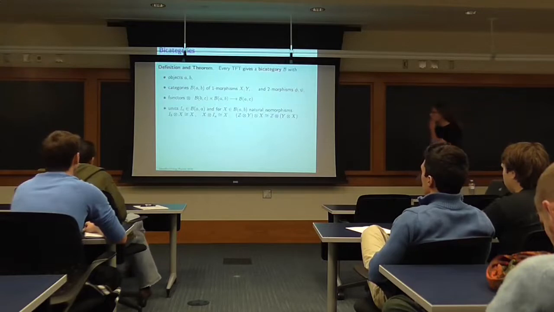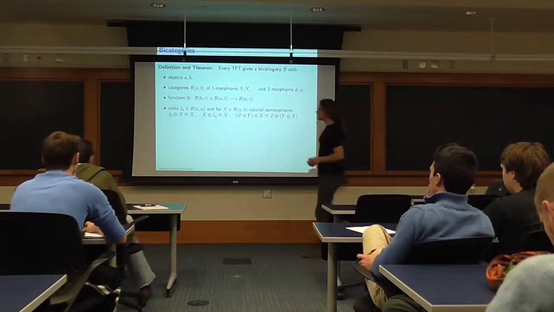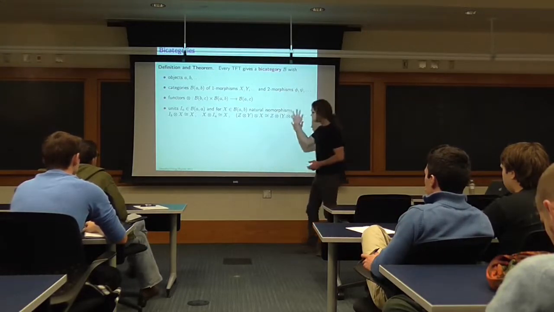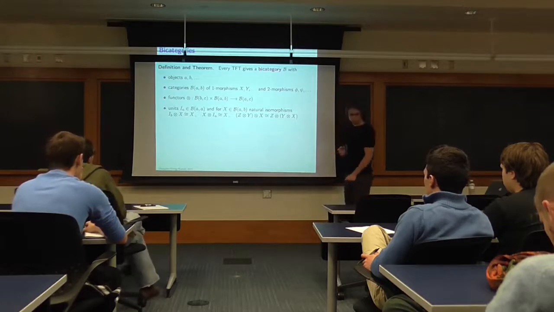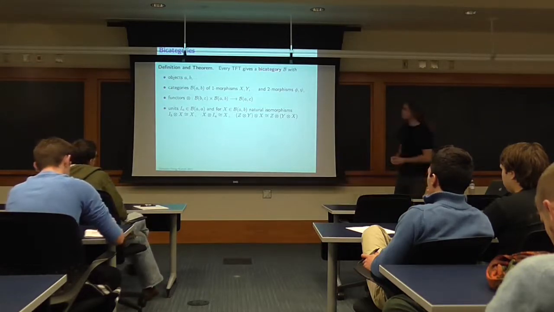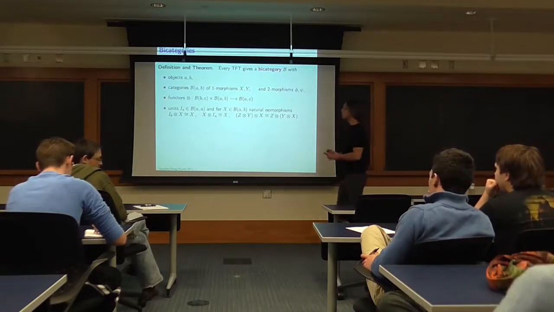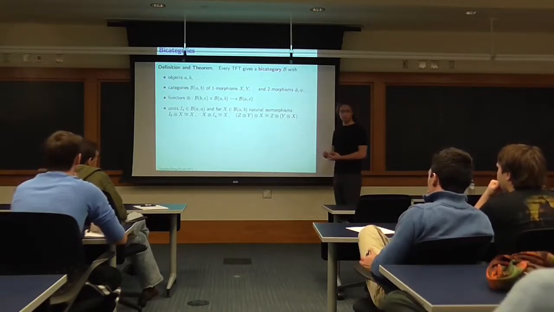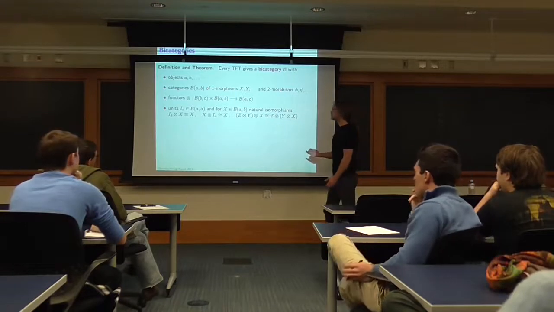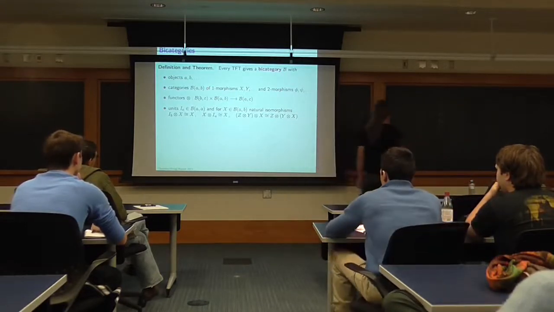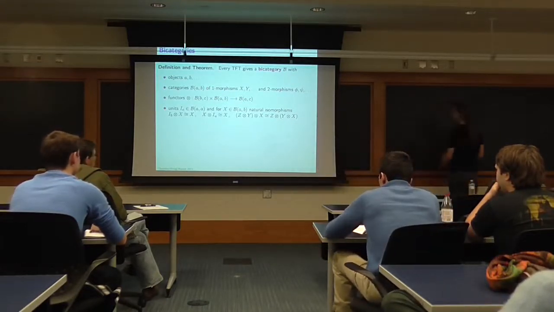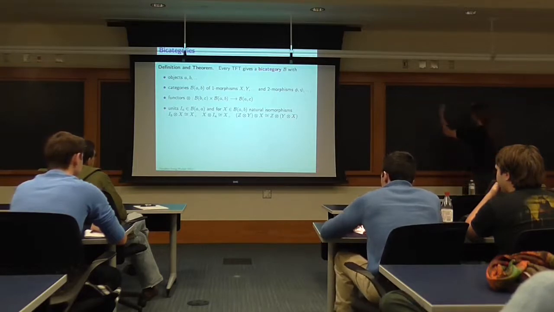Okay, so definition and theorem, repackaging what we said earlier, and unpacking a little bit of this as well. So if you have any TFT with defects, then you can associate a bicategory to this. As I said, a bicategory is made up of objects, and we call these objects A, B, C, and so on. And then for every pair of objects, A and B, there's another category of defect conditions.